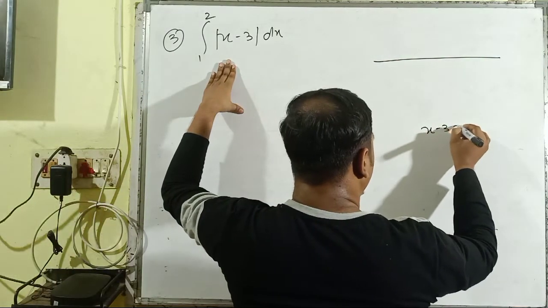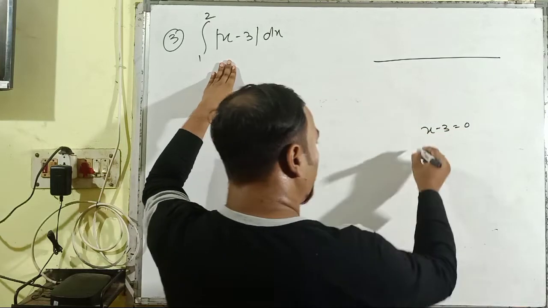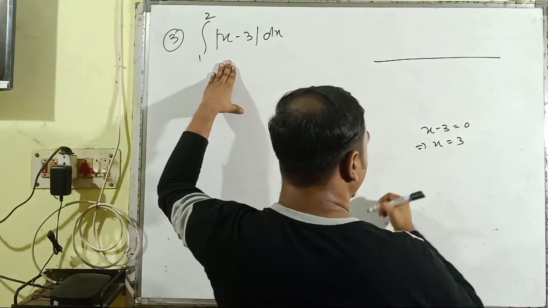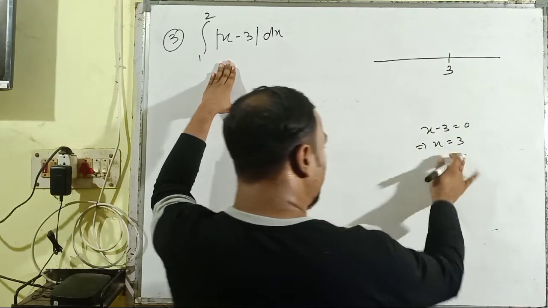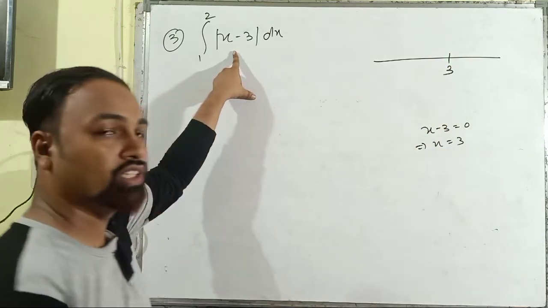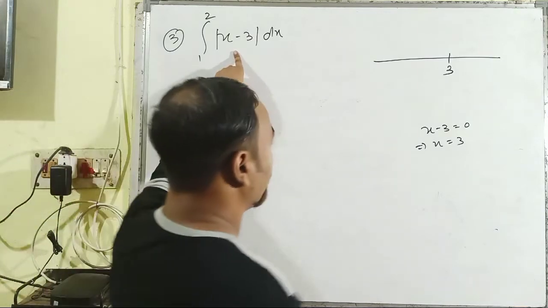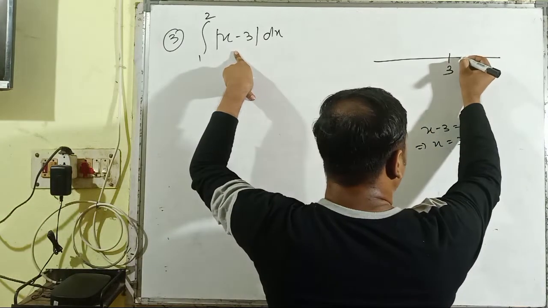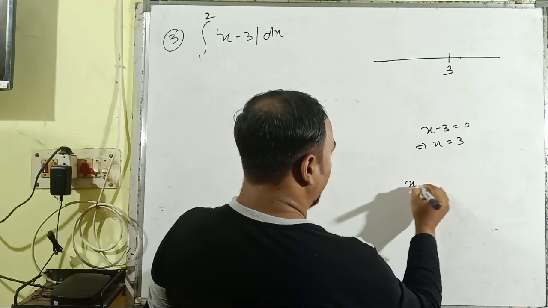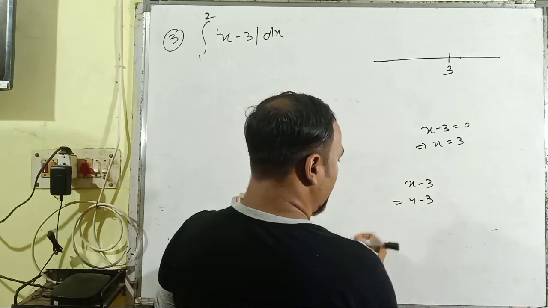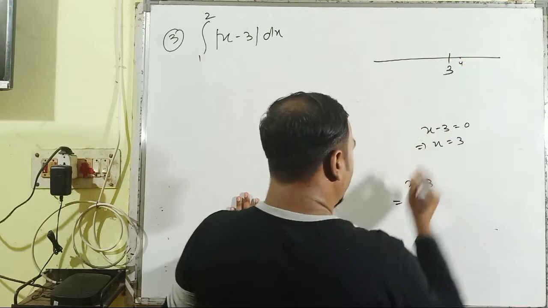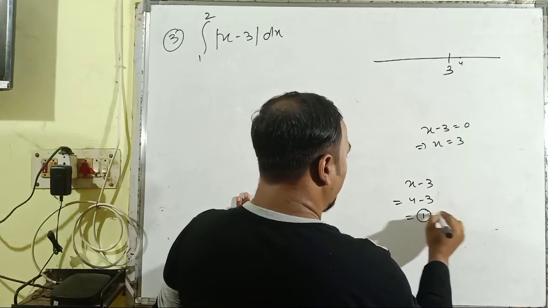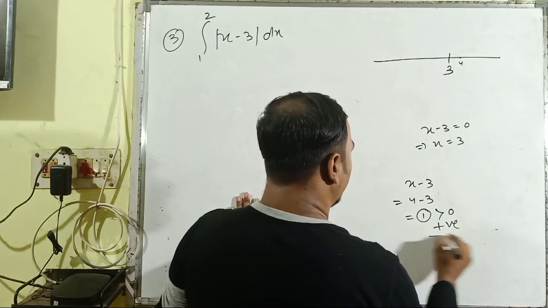As x minus 3 we can equate to 0, then x will be 3. That means at the point 3, the behavior of the function is getting changed. And let us test how. Suppose I have taken this point 4. That means x minus 3 or 4 minus 3. In place of x, I have taken here 4. 4 minus 3, and here it is 1, which is greater than 0. That means it gives positive value.